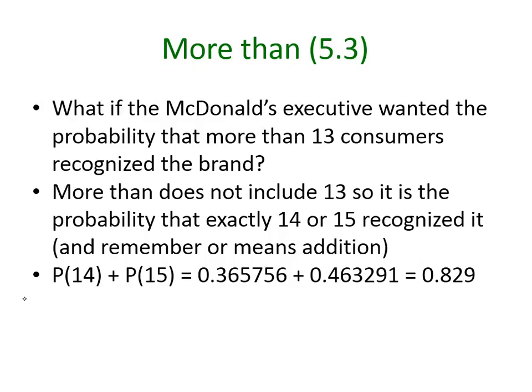And again, this is a probability, so you round it to 3 significant digits. 0.829. That's the sum of the two. The probability of exactly 15 would be the 0.463. But if you added those two numbers together, you're getting the 0.829. Questions?